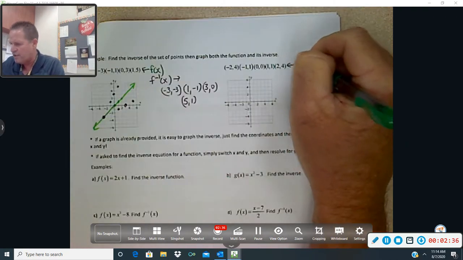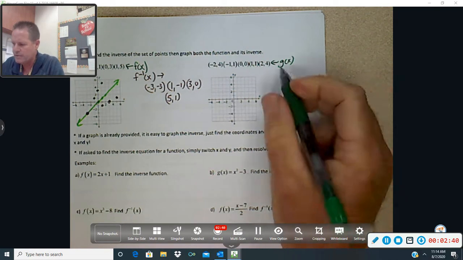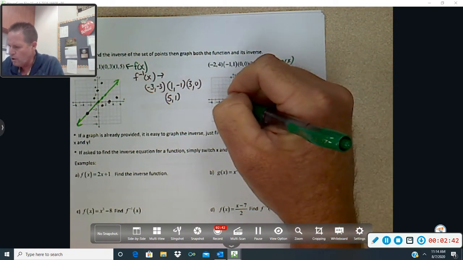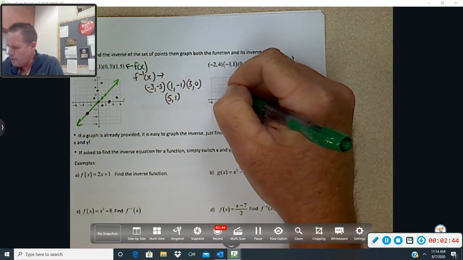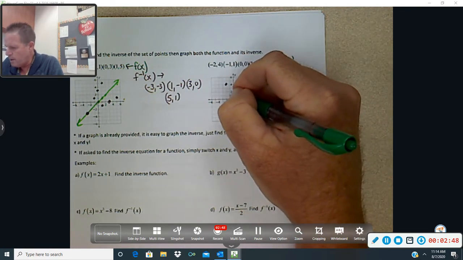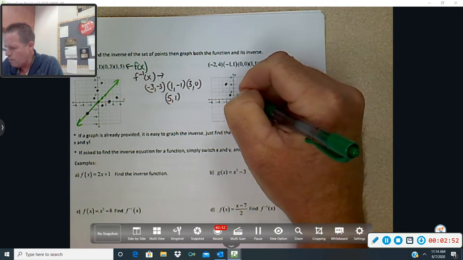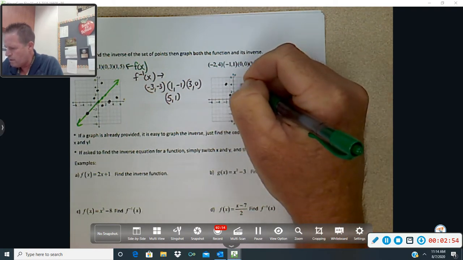All right? So, for the next one here, again, I'll do this one in green. I will call it g of x this time. You can use whatever letters you want, h of x, m of x. You'll see me use lots of different things. So we'll say -2, 4. -1, 1, 0, 0, 1, 1, and 2, 4.